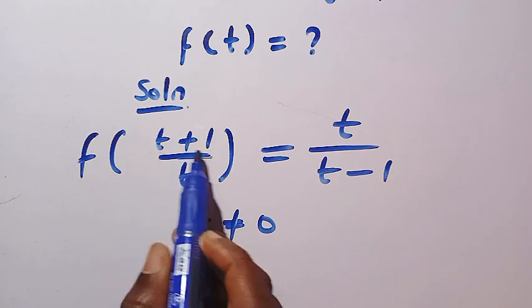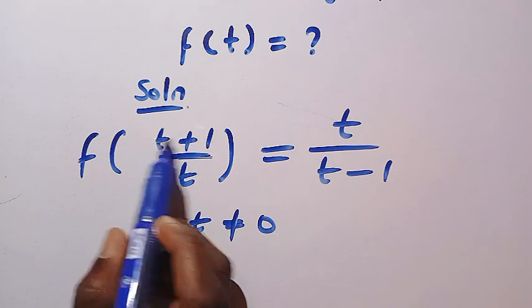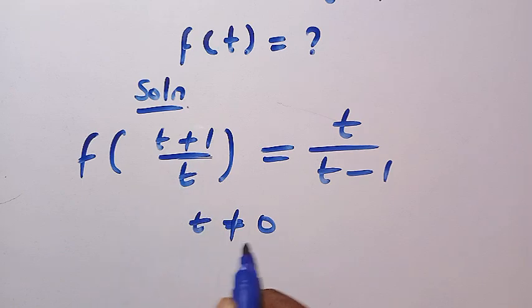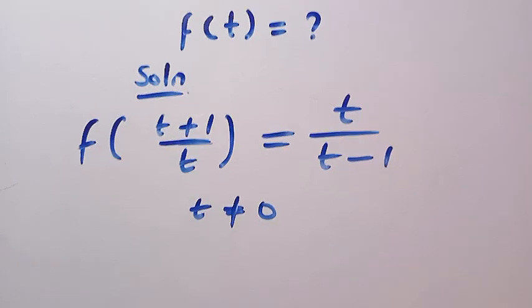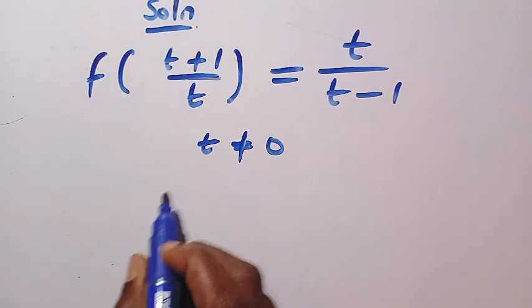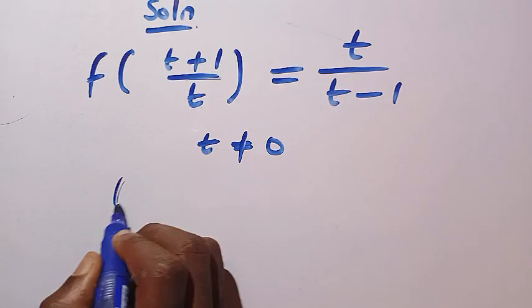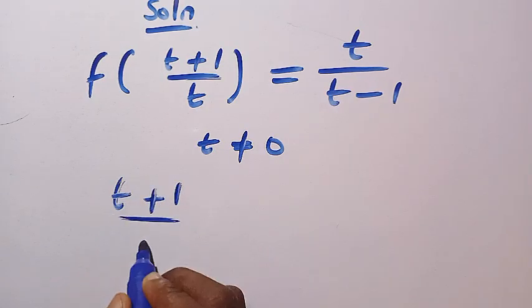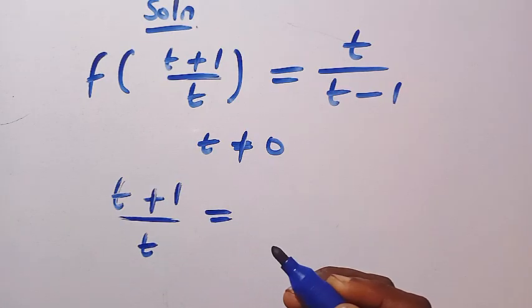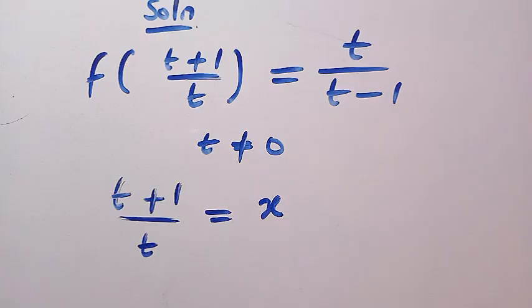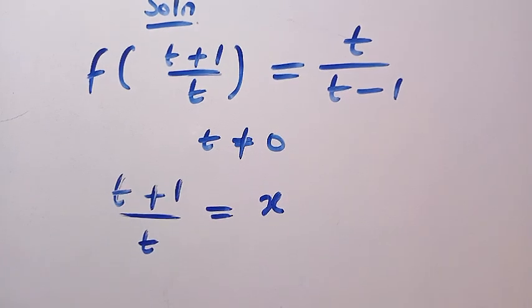Because when we start plugging in the values, if t is 0, we have 0 plus 1 divided by 0, which is undefined. So t must not be equal to 0, as t is a member of the real numbers. Let's see how we can obtain f of t only. We apply the substitution method: we have t plus 1 over t, and if I let it equal another letter, say x, I want to make t the subject of the relation.